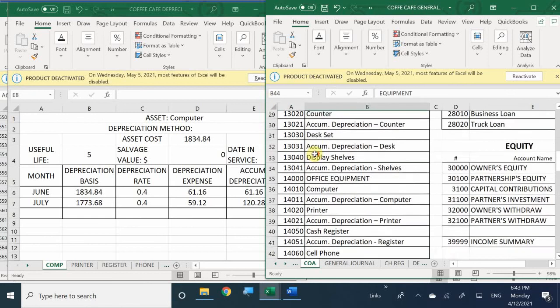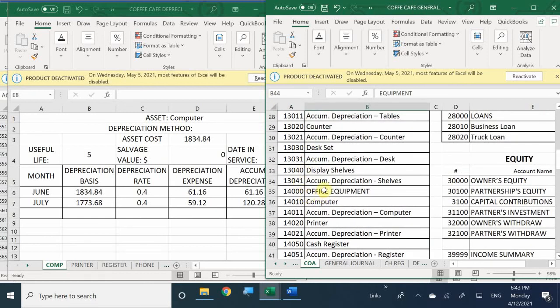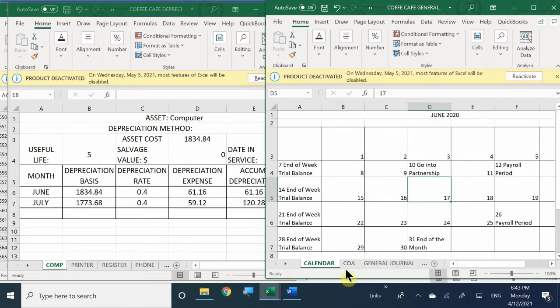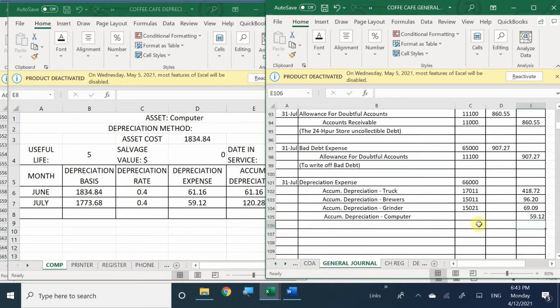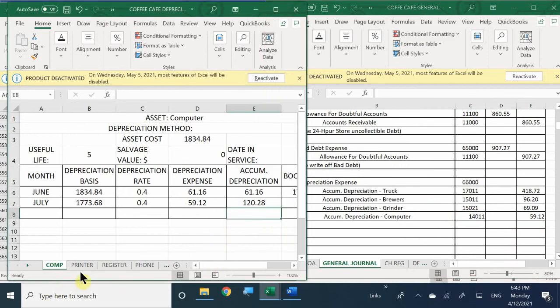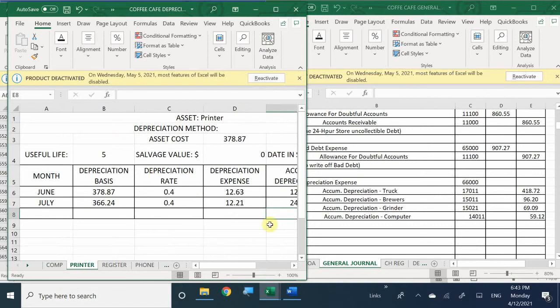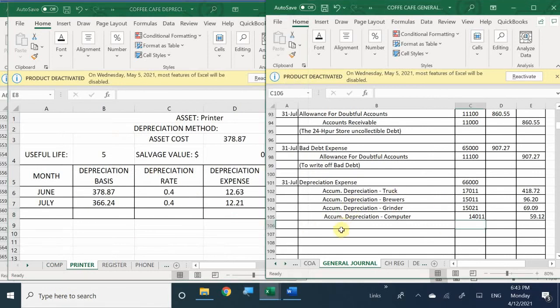In our chart of accounts, accumulated depreciation for the computer is going to be account number 1411. Right? Next on the list was our printer, right? Our printer we solved for.